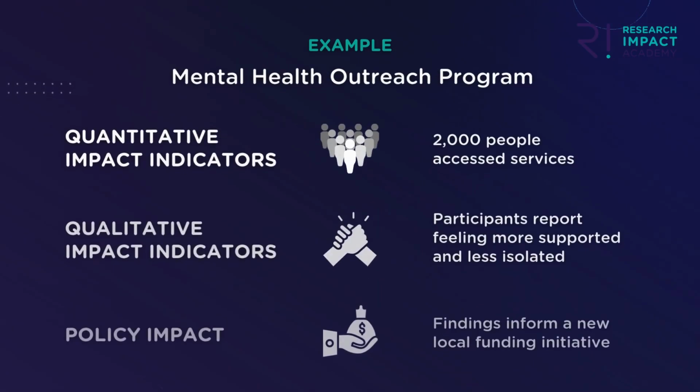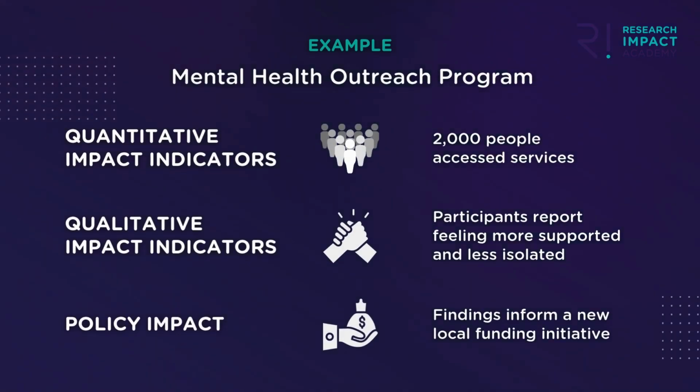Imagine a mental health outreach program. The quantitative indicators could be 2,000 people accessed the services. The qualitative indicators could be how participants report feeling more supported and less isolated. And the policy impact could be findings have informed a new local funding initiative. That's how indicators translate a good idea into a proven impact.